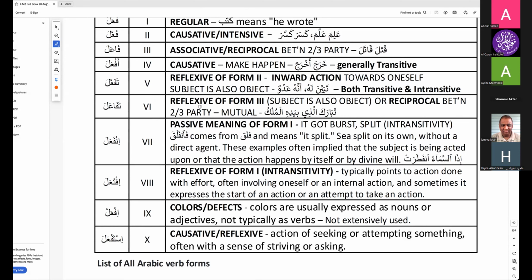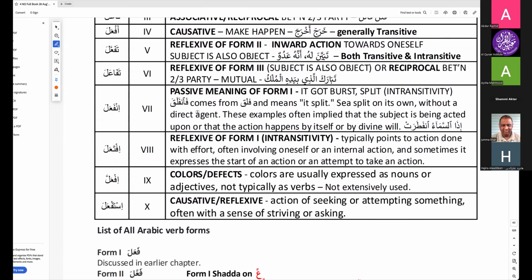Tafa''ala. Reflexive of form 3. Subject is also object, or reciprocal between party 2 and 3. Mutual. And then we got form 8, if'ta'ala.